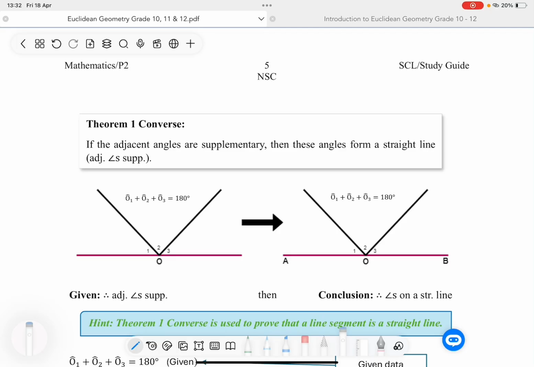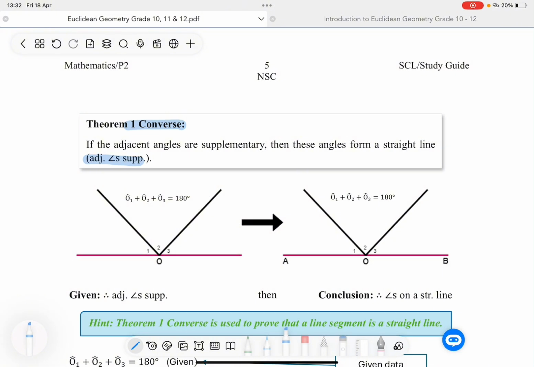Our very first theorem actually has a converse. This is to say it has a statement that can be written in reverse. And this converse reads as follows. It says that if the adjacent angles are supplementary, then these angles form a straight line. And we then write the short version of this theorem to be: adjacent angles are supplementary.